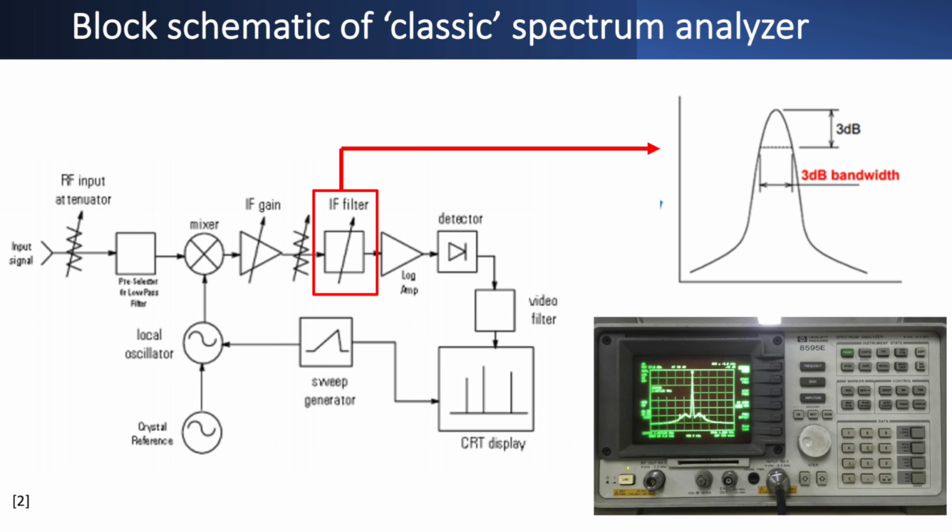Now this IF filter can have various characteristics, and the important characteristic that we are interested in is actually the bandpass properties, and so what it is passing within 3 dB of its maximum transfer. And so this is precisely the resolution bandwidth. We got this IF filter set to a particular bandwidth, and that determines how precise or how coarse we can see different frequencies distinguished from each other.